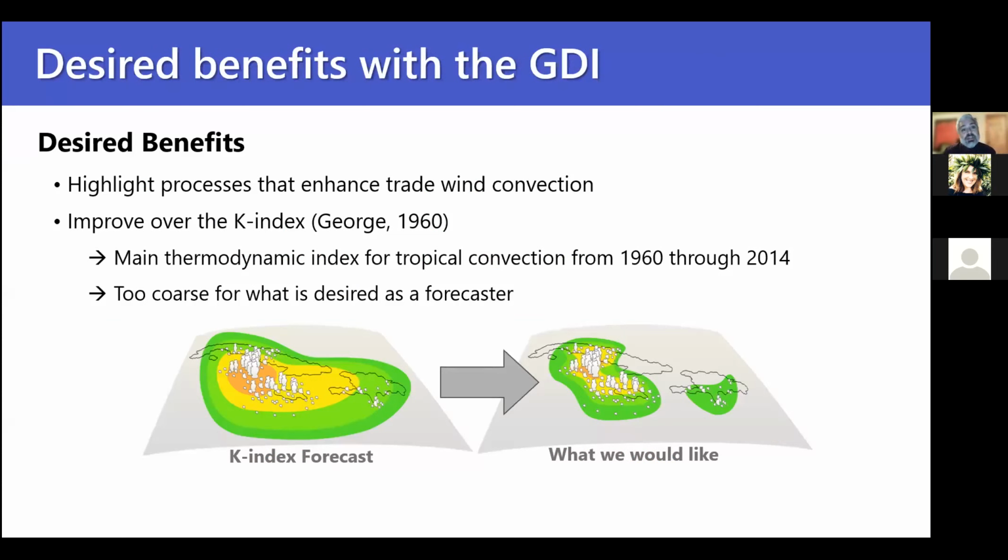So the desired benefit with the GDI was to highlight all these processes that enhance convection that no one had really paid attention to when generating an index. And one of our more concrete goals was to improve over the K, which was the best tool we had available for the tropics. So basically, coming from something like this into something more like what you have on the right, more precise about the areas where we are expecting convective development.